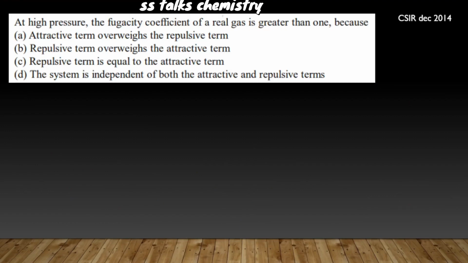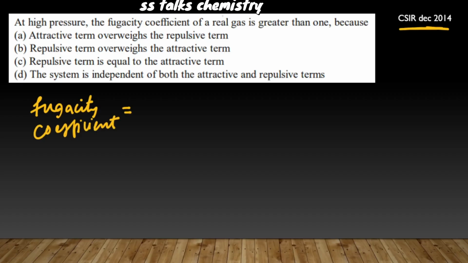Now this begins the questions from the CSIR exam conducted in the month of December of the year 2014. The question says: at high pressure, the fugacity coefficient of a real gas is greater than one. So the fugacity coefficient is nothing but the ratio, denoted with phi. This is equal to the fugacity upon the pressure. Fugacity is nothing but the pressure of the real gas.